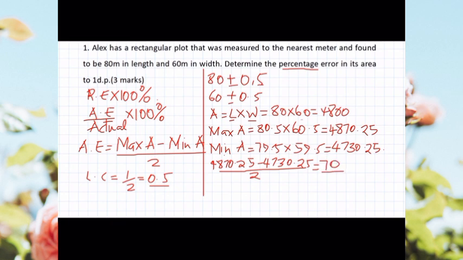So now in order to get the percentage error, we take our absolute error in the area, 70, divide by the actual area, which is 4,800, and then we multiply that by 100%. And when you multiply that by 100%, that gives us approximately 1.458. And our question directed us that we write our answer to one decimal place. So this is approximately 1.5%.